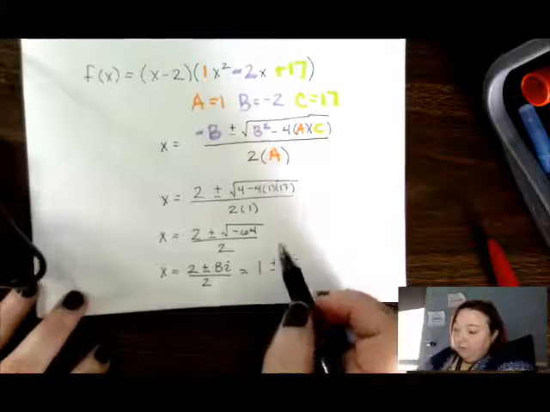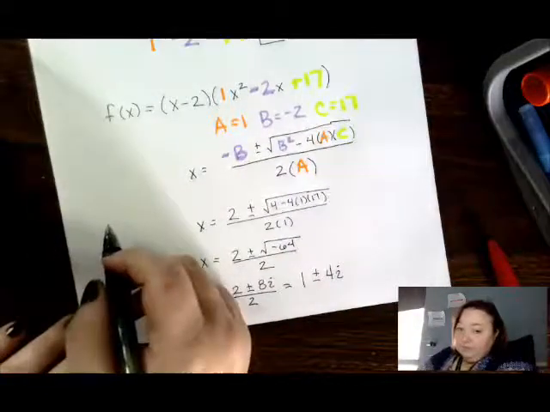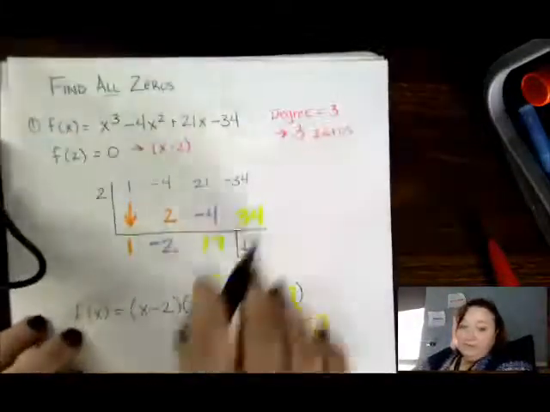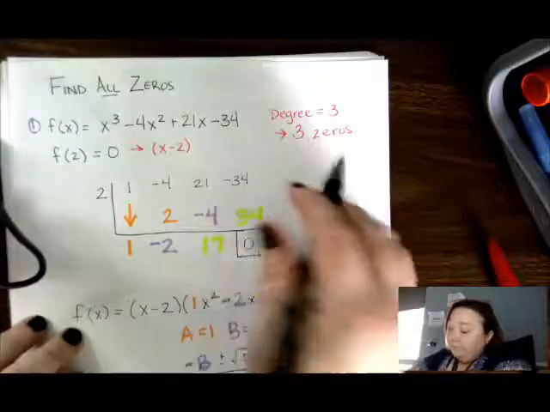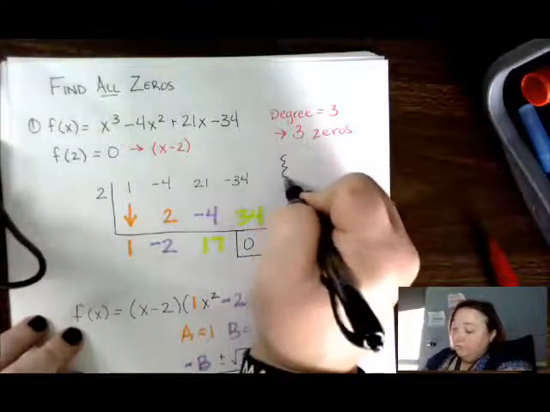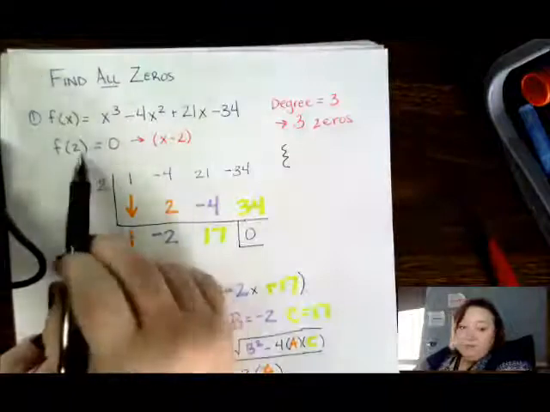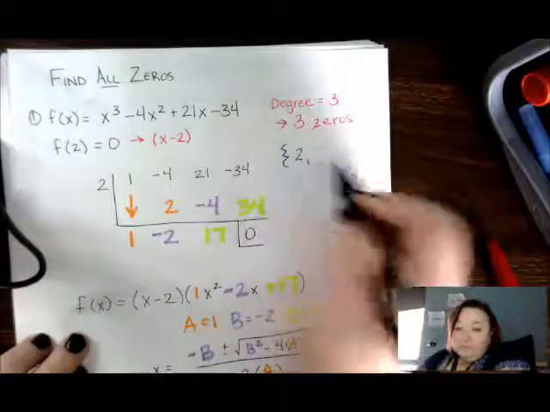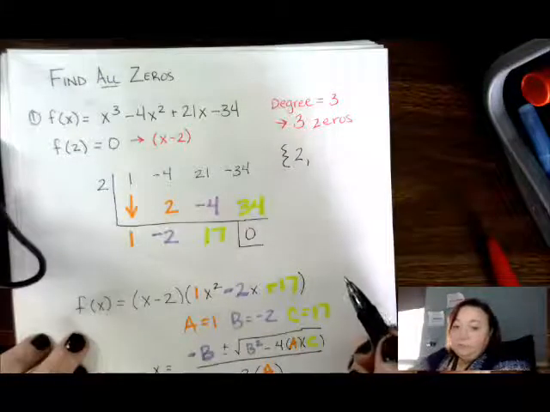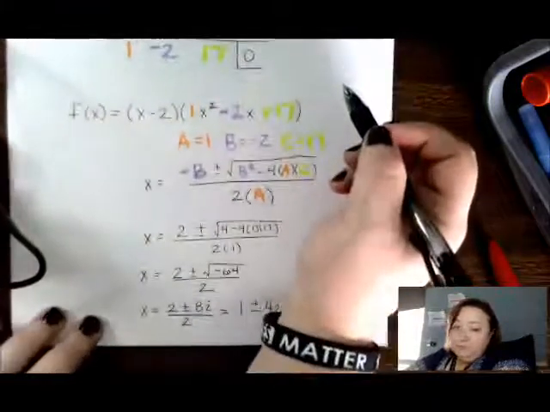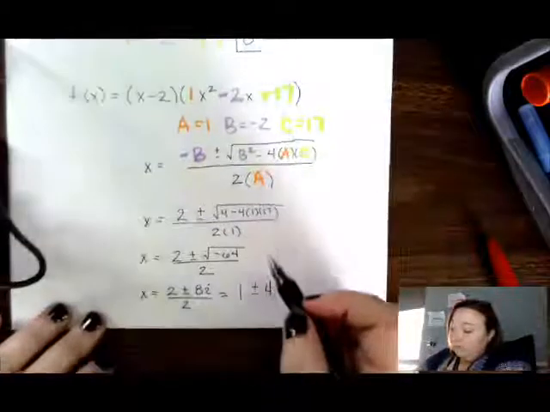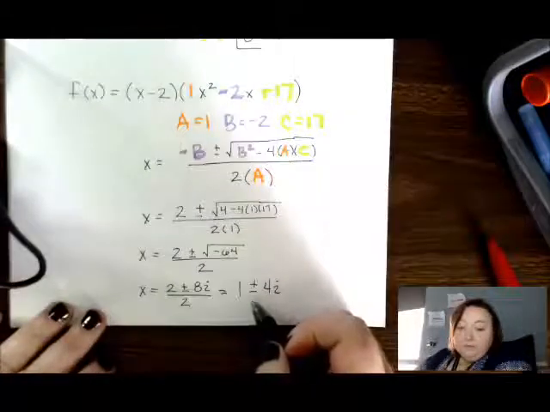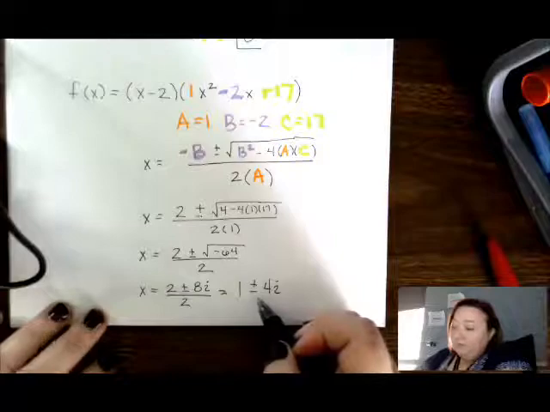So when we look at our zeros, and again, remembering the fact that there's 3 of them, one of our zeros they gave us, which was 2. The other 2 zeros, we use the quadratic formula to find, and the other 2 zeros are 1 plus 4i and 1 minus 4i.